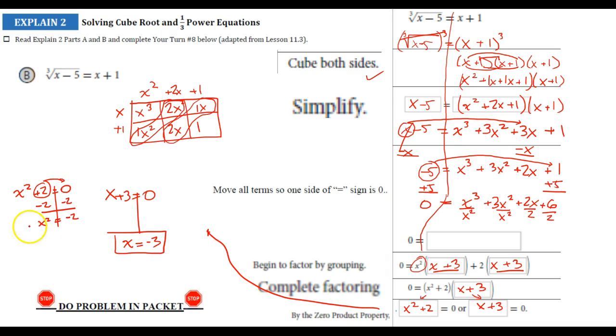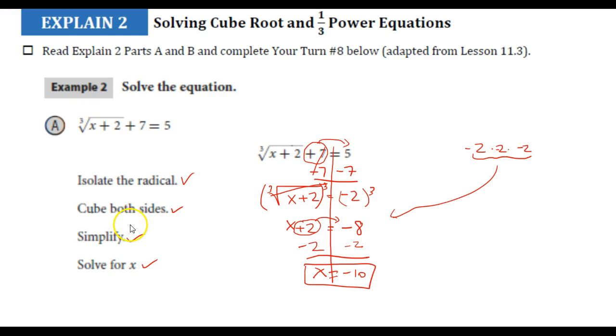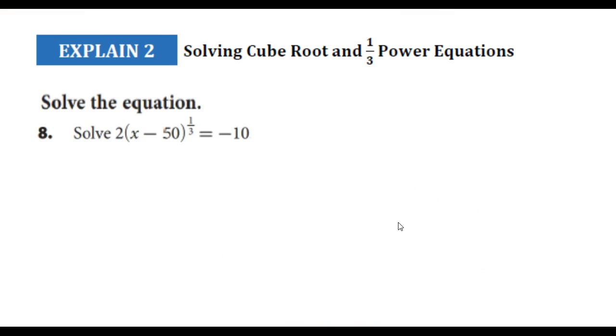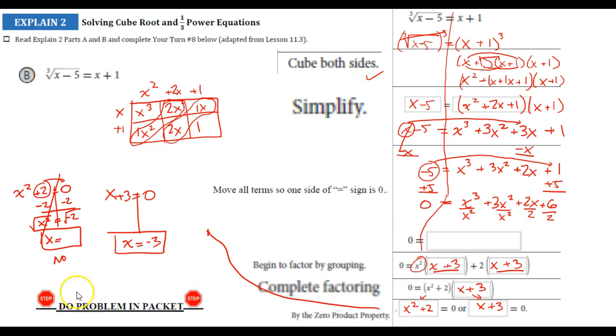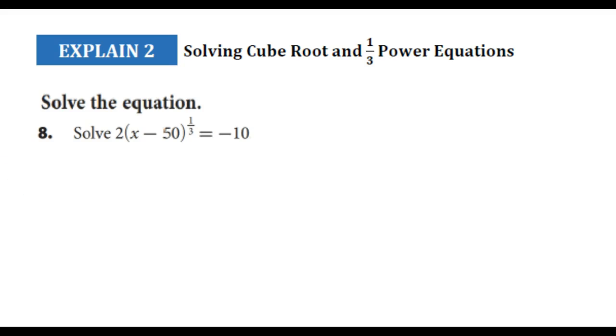We'll go ahead and square root both sides. If you try and calculate that out, can you square root a negative? No. So this will actually not be a solution. Our only solution will be x equals negative 3. As you can see, some are simpler than others to solve, but take some time to do the problem in your packet, which I believe is problem number 8. So take that time to do that. All right, we'll come back to explain 3 in just a little bit.